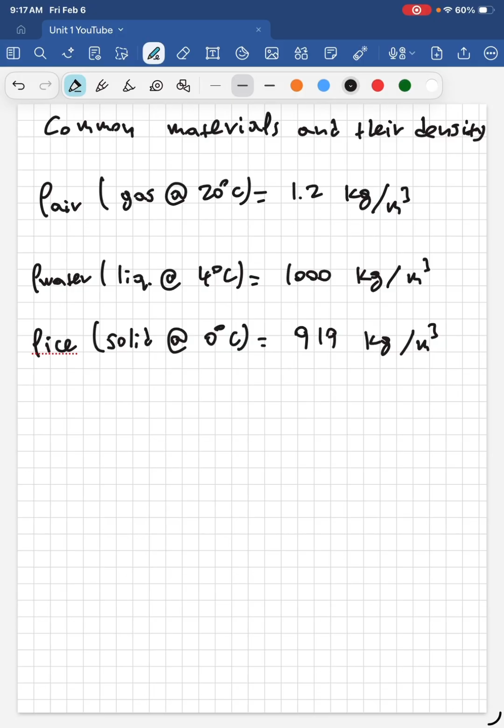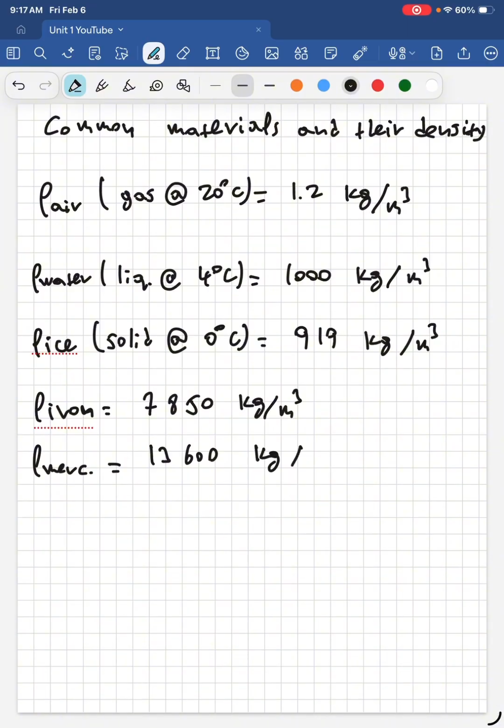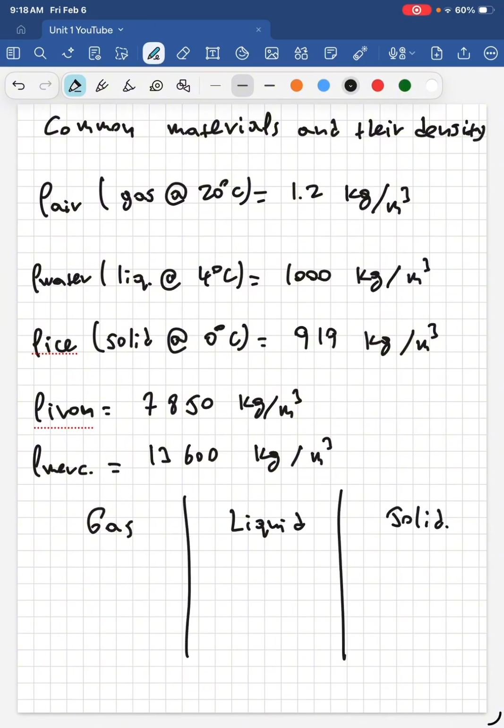So then the density of iron is 7,850 kilograms per cubic meter, and then the density of mercury is 13,600 kilograms per cubic meter. Okay, so in general, the rule of thumb is that for a gas, I'm going to write it like this. So gas, liquid, and then solid. So it's good to remember this order of magnitude, just in case.